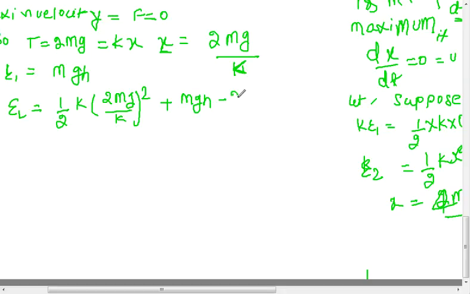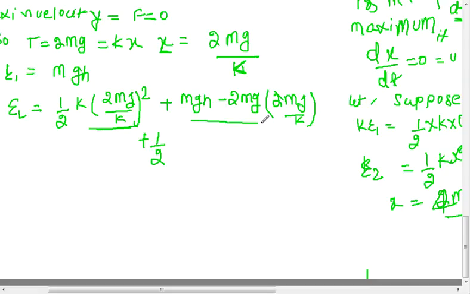minus 2 mg into 2 mg by k. Okay guys, plus half k x square is the potential energy of the string. This is the gravitational potential energy. Now I am going to write down the kinetic energy, plus 1 by 2 m v square plus 1 by 2 into 2m v square.